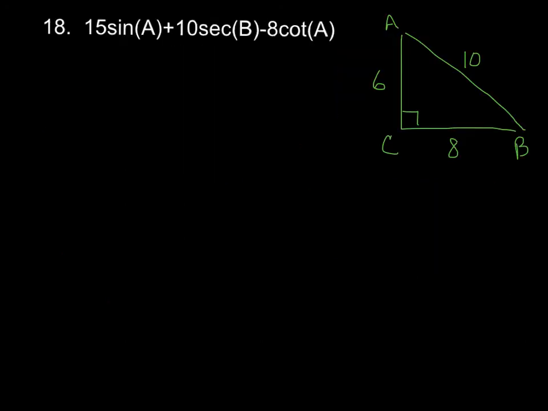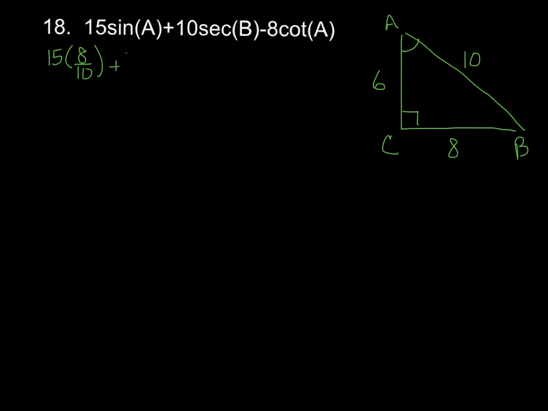So we need to find the value of this expression over here on the left, and they gave you this triangle over on the right. So if we look at the sine of A, here's A. Remember that the sine is the opposite over the hypotenuse. So I'm going to have 15 times the sine of A. Now the opposite over the hypotenuse would be 8 over 10.